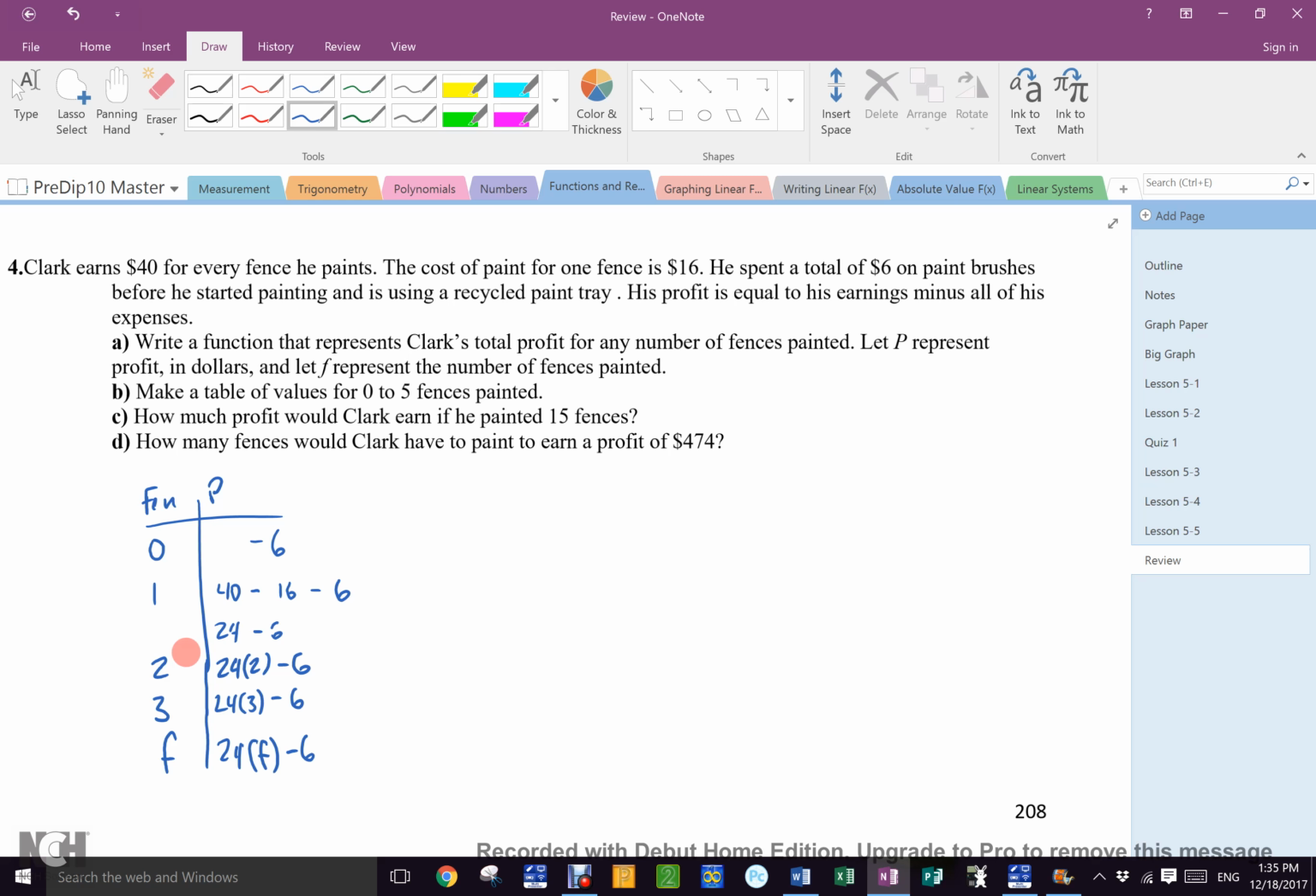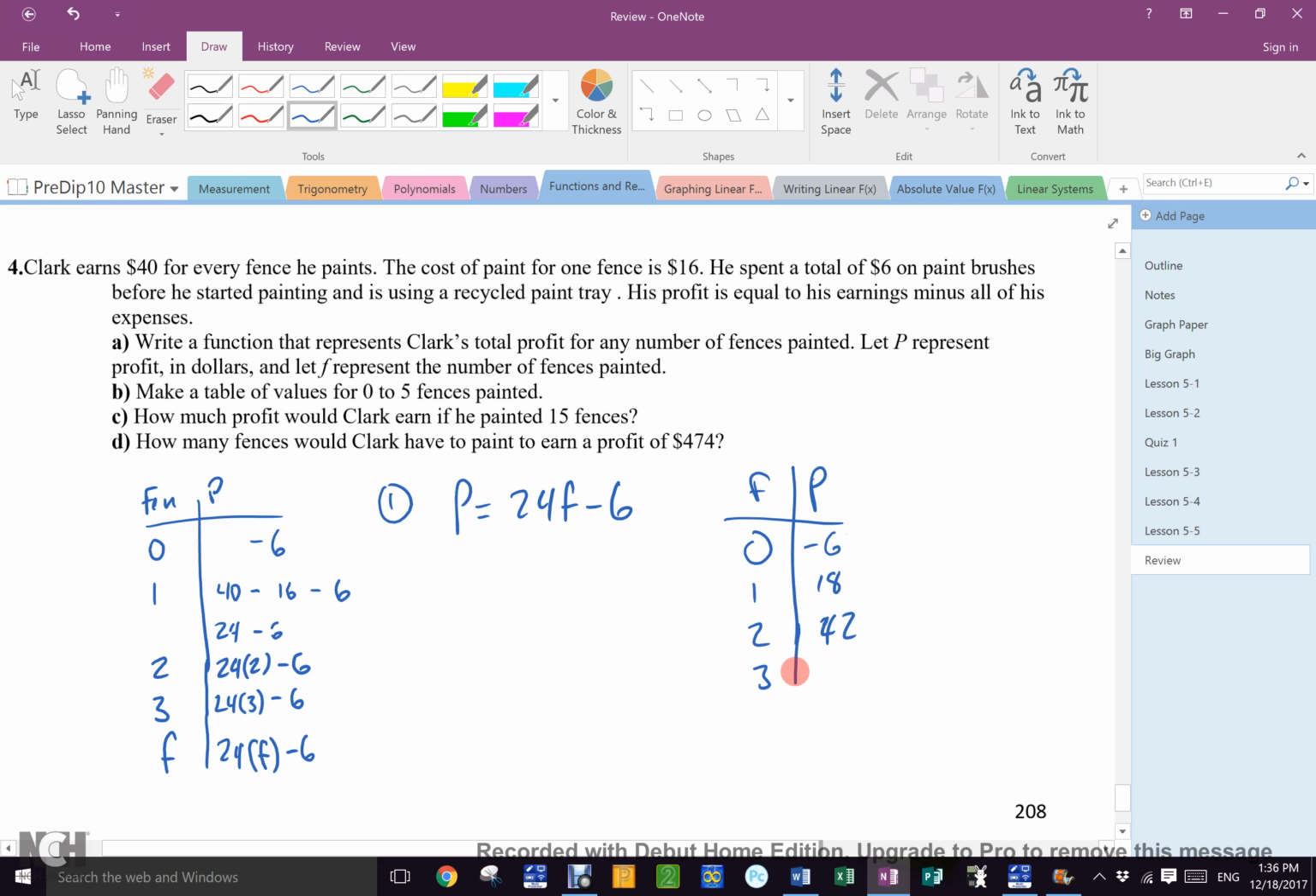Who's responsible to find out more efficient ways? Us. You guys. Everybody cool? So, there's one. Profit equals 24F minus 6. So you make your table of values, which I have most of it here. That gets you one for that. Your table of values is 0, which is your minus $6. 1, you're at $18, right? 2, you're at 42, right.